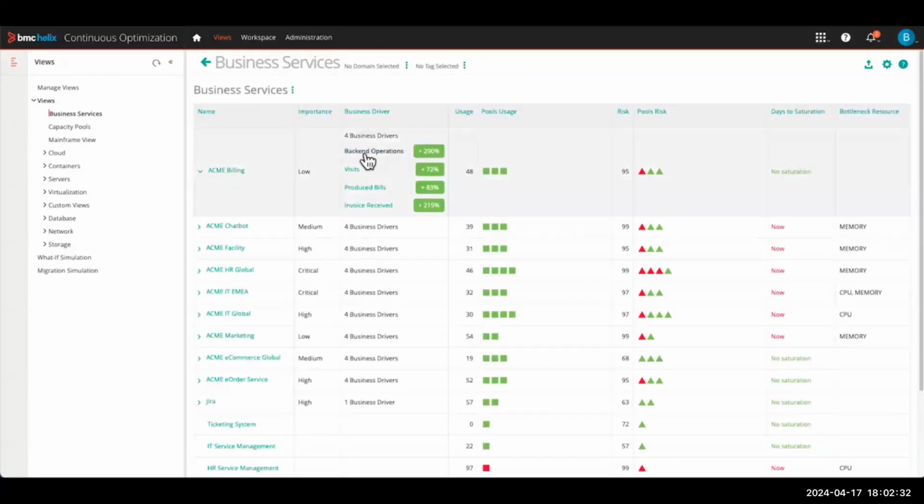And the first thing we can see is that for each one of these business drivers, we can see how much growth the current infrastructure can support right now. So for backend operations, we can have a growth of up to 290%. Visits, so visits to this specific service, we can have 72%. So let's try and see what it's going to look like if Apex Watches, for instance, has an increase in the number of visits.